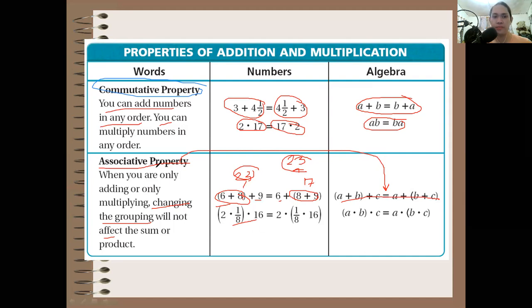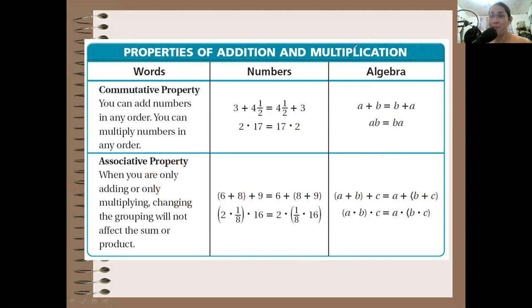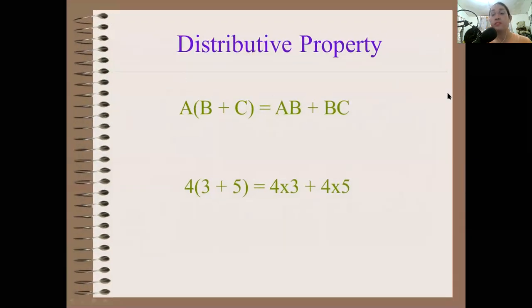And also for associative property under multiplication, this is the algebra symbol, or it can be represented in algebra as this: A times B, where A and B are grouped, multiplied by C is equal to A times the quantity of B times C, where B and C are grouped. So this is an associative property under multiplication. I hope we are clear about the commutative property and also the associative property, both under multiplication and addition. So now let's proceed to the next, distributive property.